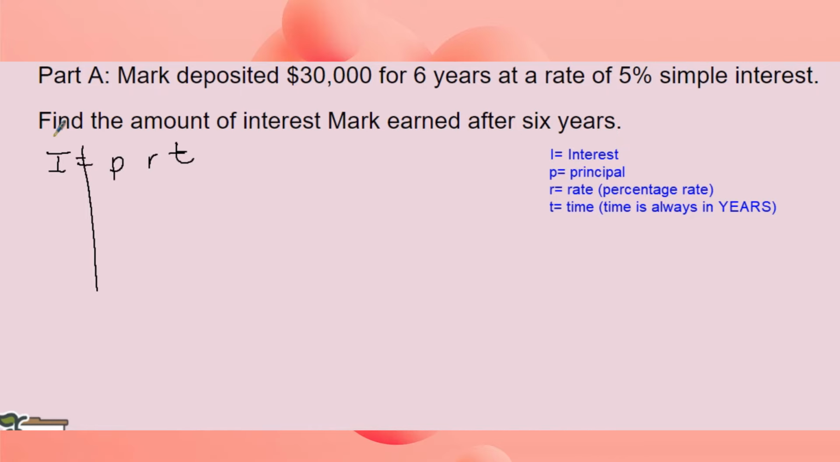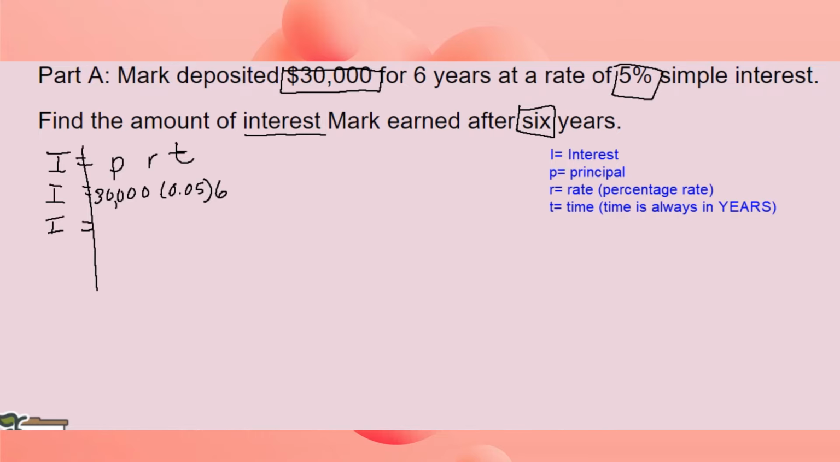That's what we're looking for, because it says find the amount of interest Mark earned after 6 years. So the interest is unknown, and I'll use I. Our principal is the initial deposit, which is $30,000. Our rate is the percentage rate, and that is 5%. And make sure you use the decimal form of the percentage. The time T is in years, and it says after 6 years. So we'll use 6 as our years.